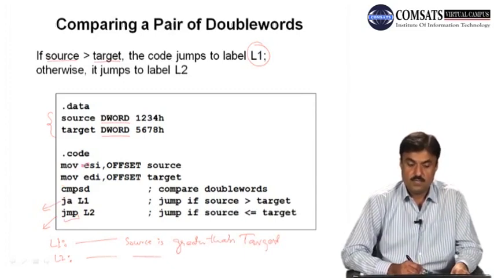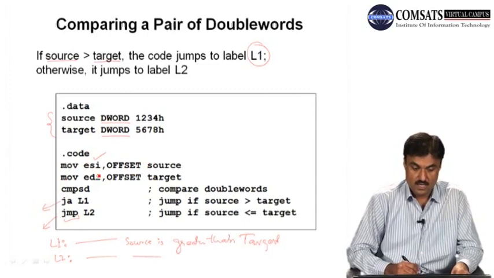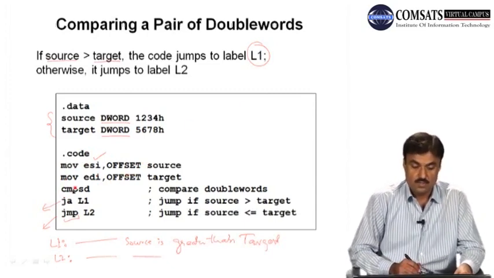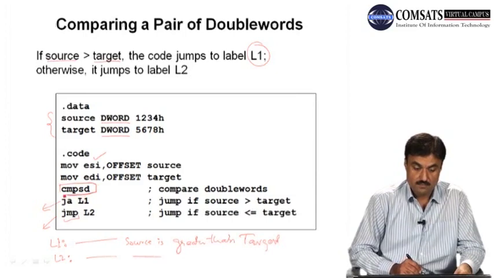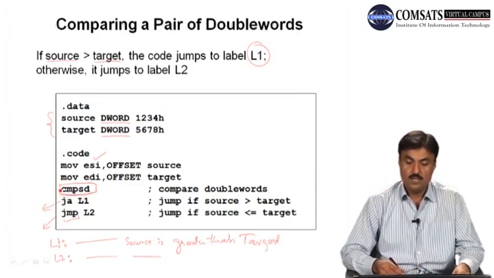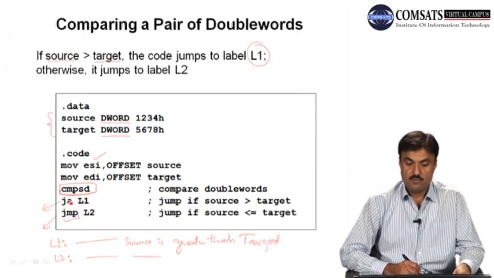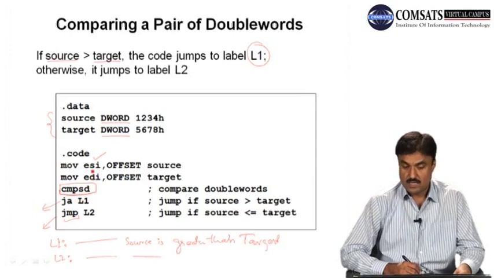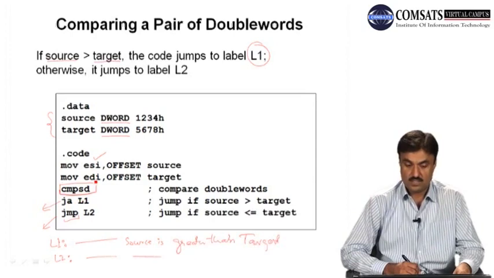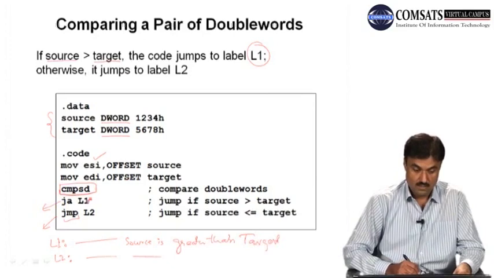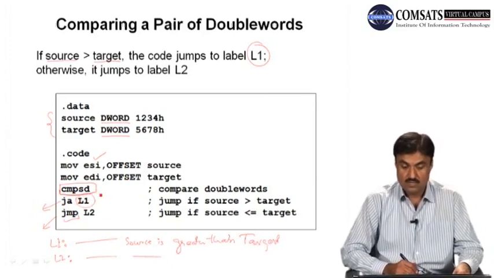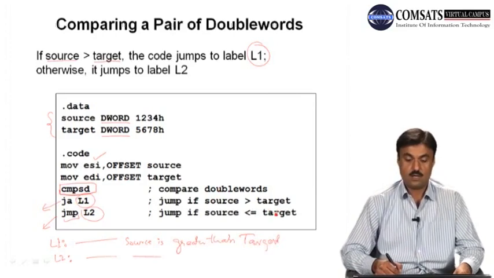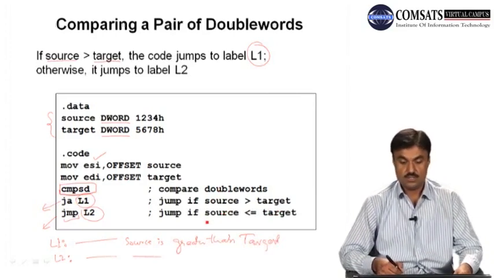Here you can see ESI has the offset of the source and EDI has the offset of the target. Now we are using compare SD, so we compare the double word. What will happen? Jump above: if ESI, the source, has a higher value than the EDI, then we will jump to L1 where you can print some message. Otherwise we jump to L2 and print that the target is greater than or equal to the source.